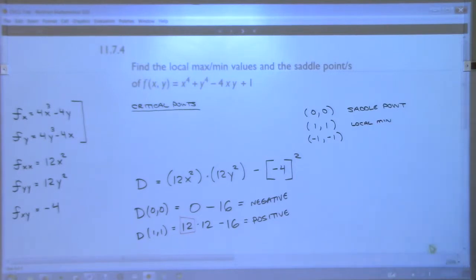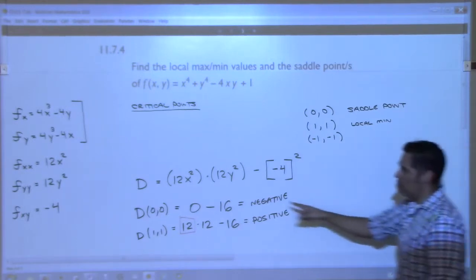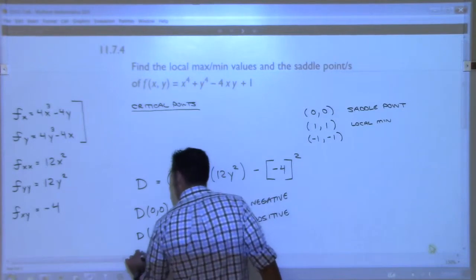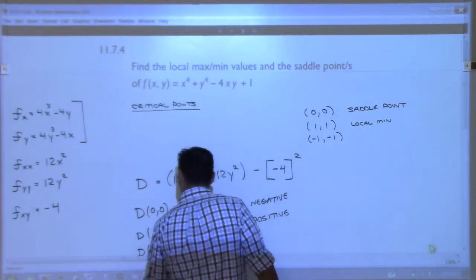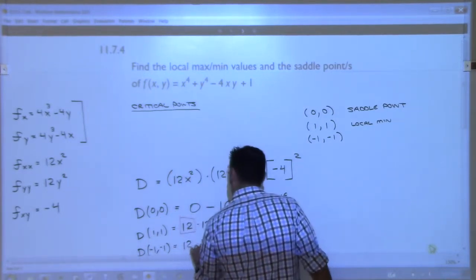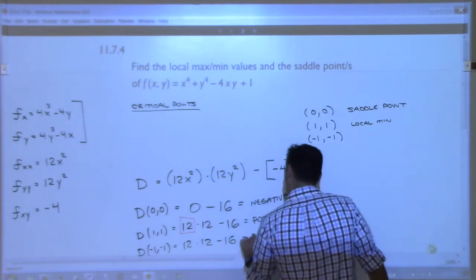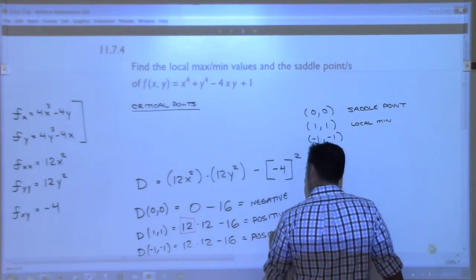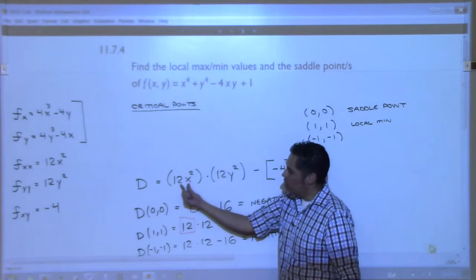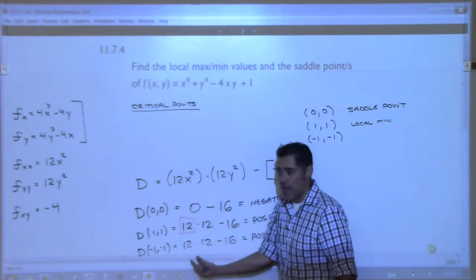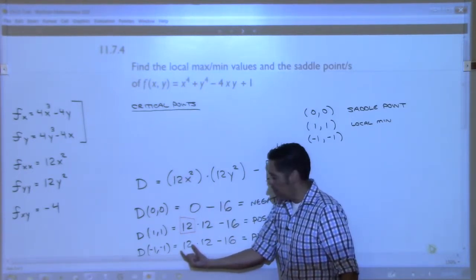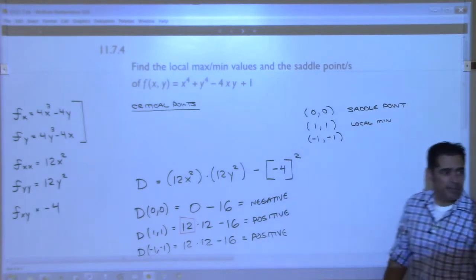And then how about negative 1, negative 1? Same thing. Because it's x squared and y squared, D of negative 1 should give you the exact same result. And also, when you plug negative 1 in here, the result of this is still positive, right? Still 12. So we still have the same thing happening.